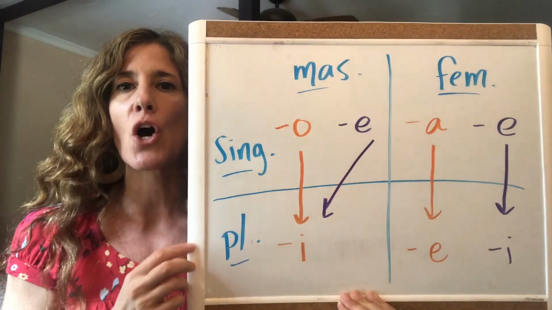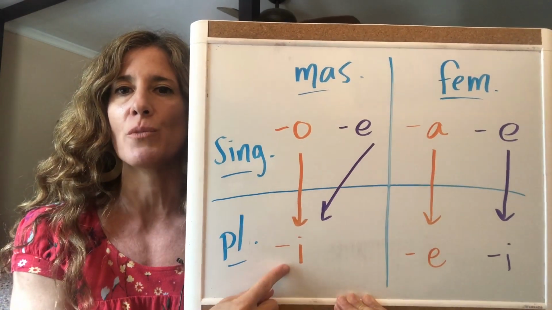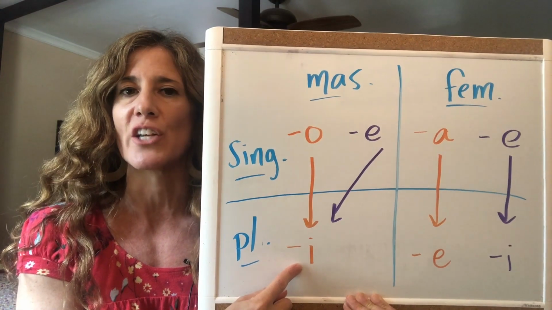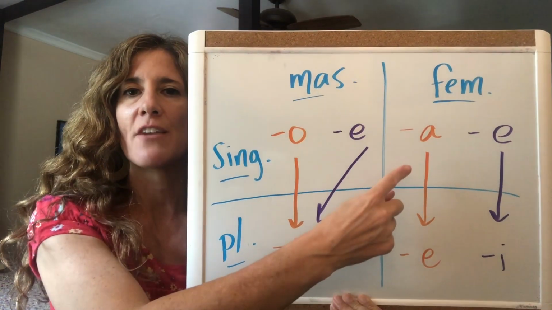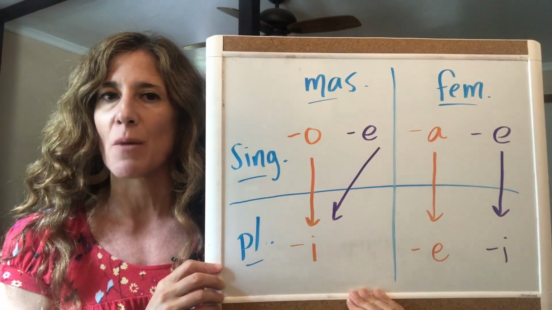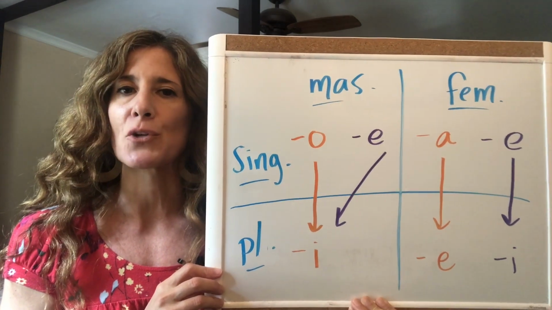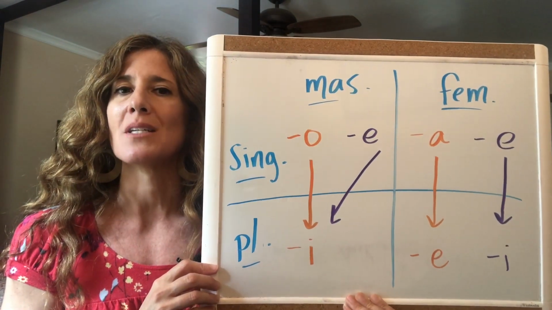So if it ends in O in the masculine form, when you make it plural, the ending is going to change to I. For the feminine form, if it ends in A in the feminine singular, then when you make it plural, the ending is going to be an E.